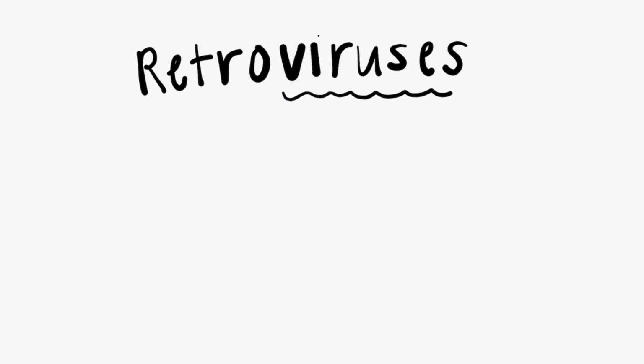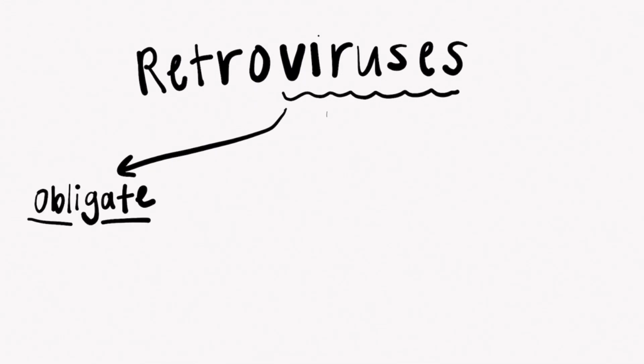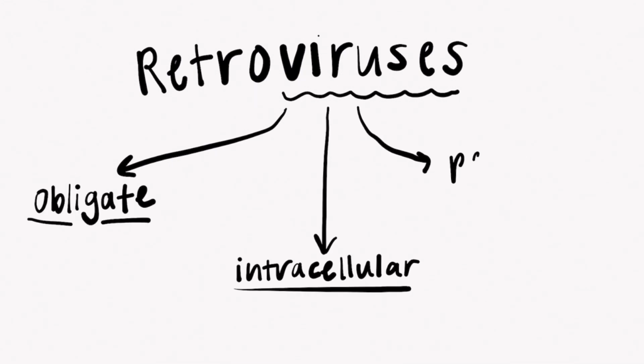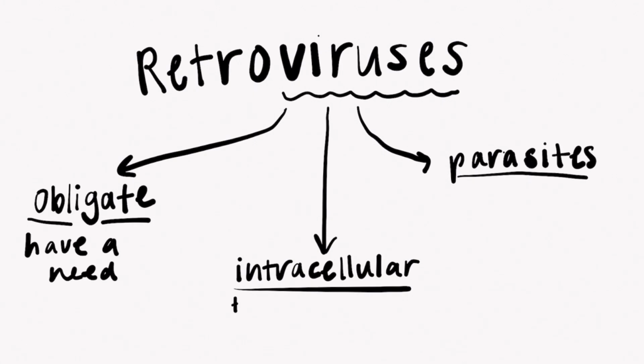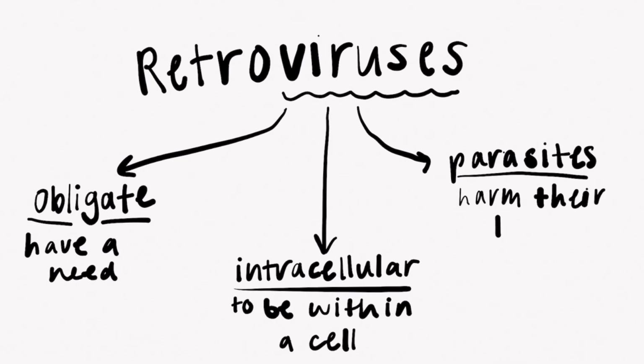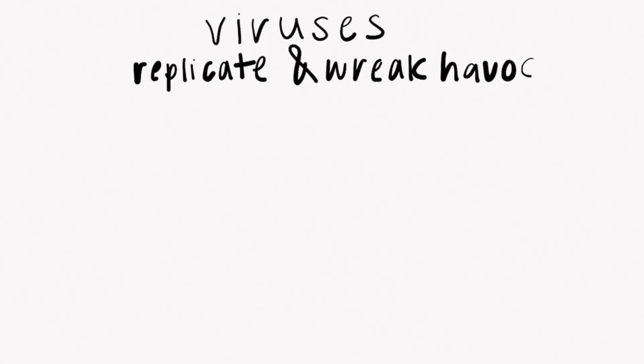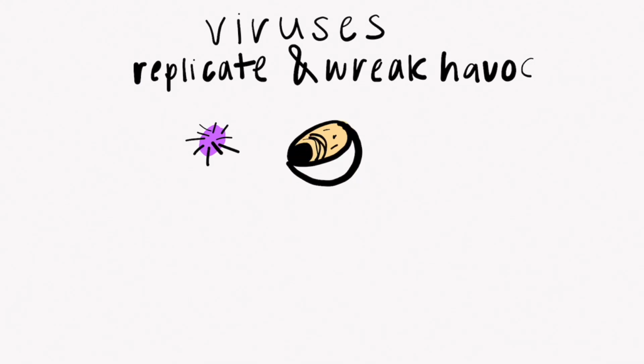In order to understand what retroviruses are, we have to unpack viruses first. Every single virus is an obligate intracellular parasite. Obligate means that it needs something, intracellular means that it works within a cell, and parasite means that it leeches off of its host. Every virus has two goals: to replicate and to wreak havoc. We can say that every virus hijacks their host cell to work for it, to help it replicate.